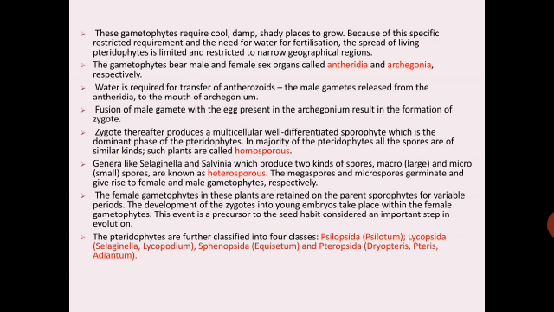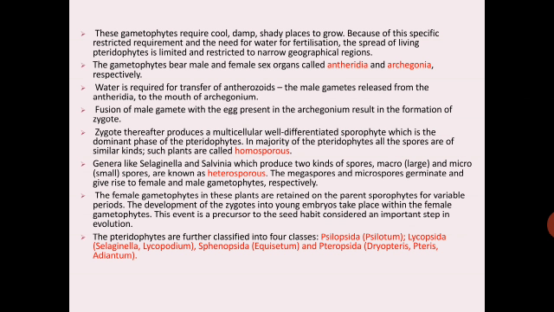In the majority of pteridophytes, all the spores are of similar kinds. So the spores are similar. Such plants are called homosporous. Homo means same. So the same type of spores are produced, because of which they are called homosporous. Genera like Selaginella and Salvinia, which produce two kinds of spores, macro, that is large, and micro, that is small spores, are known as heterosporous. So some are heterosporous and the majority are homosporous.